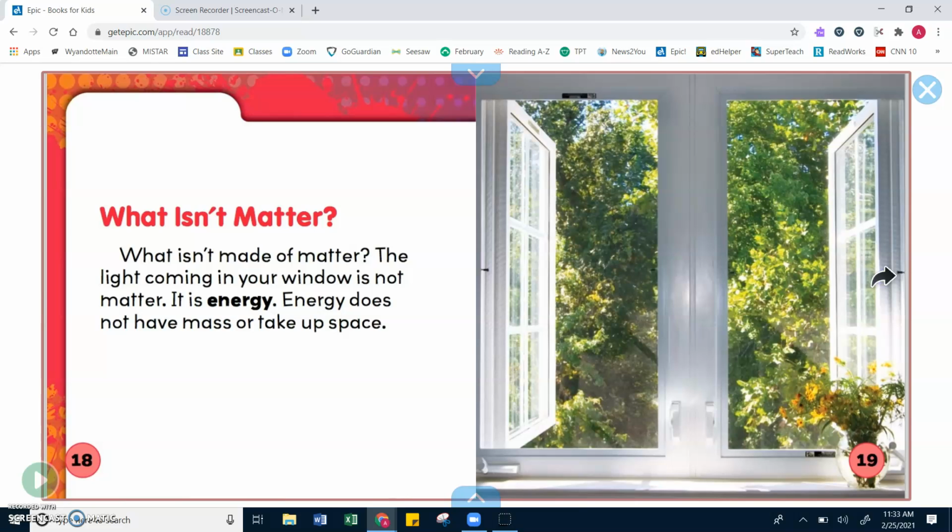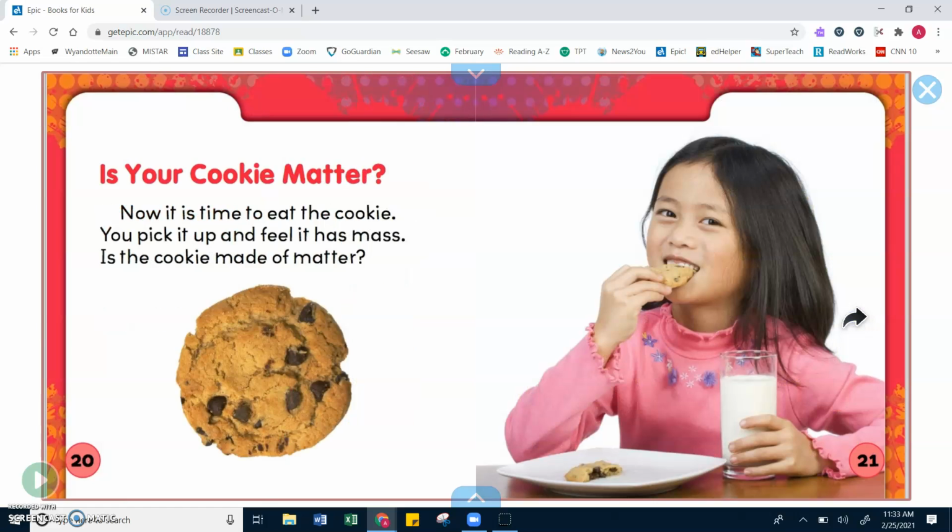What isn't matter? What isn't made of matter? The light coming in your window is not matter. It is energy. Energy does not have mass or take up space. Is your cookie matter? Now it is time to eat the cookie. You pick it up and feel it has mass. Is the cookie made of matter?